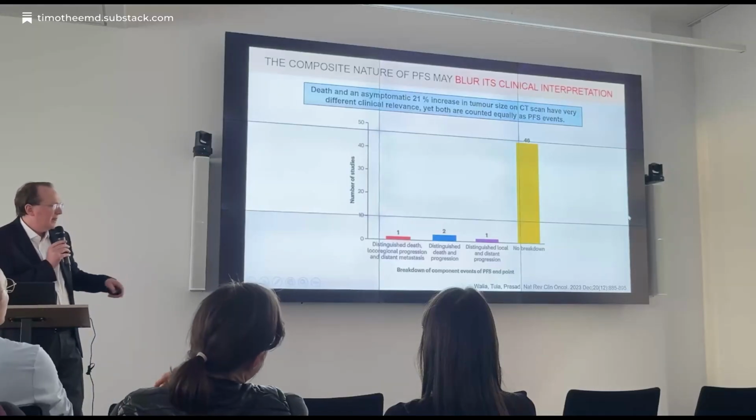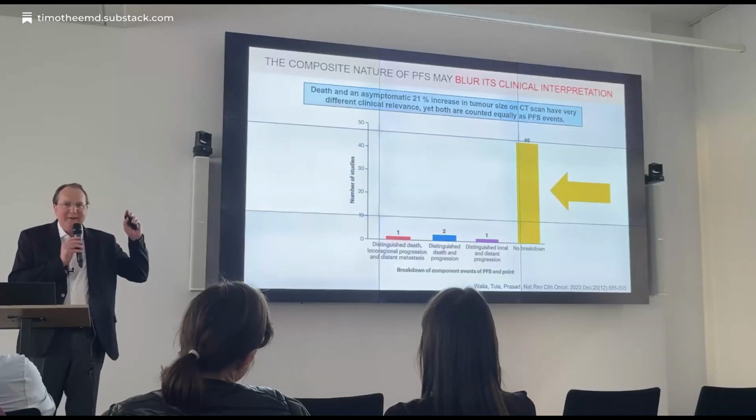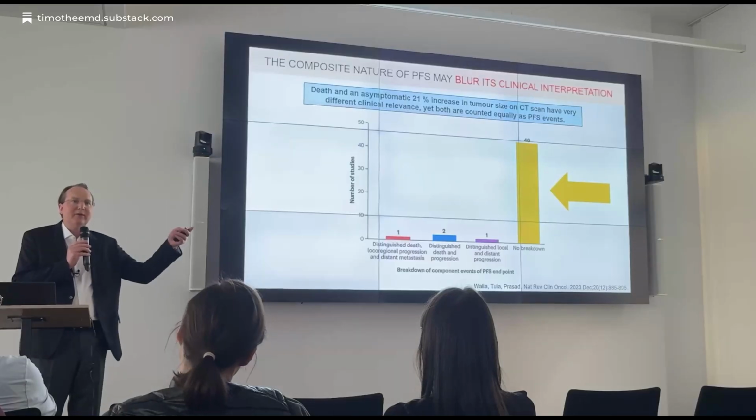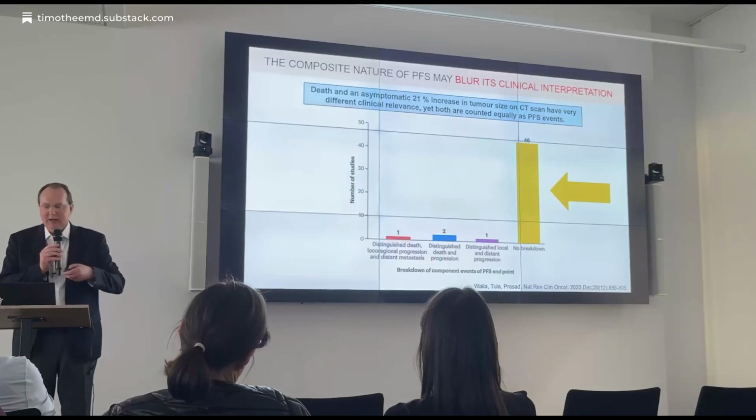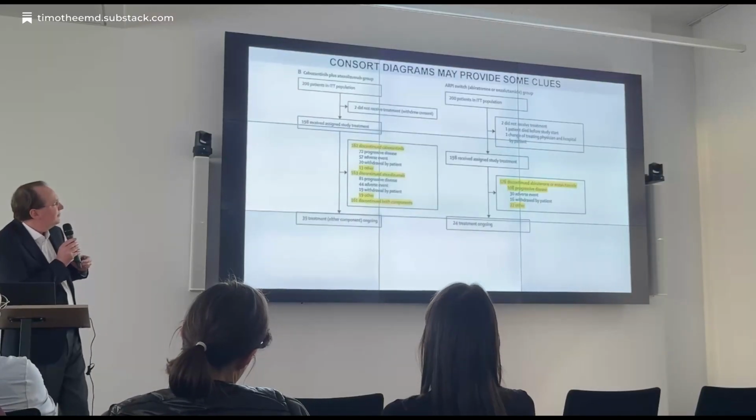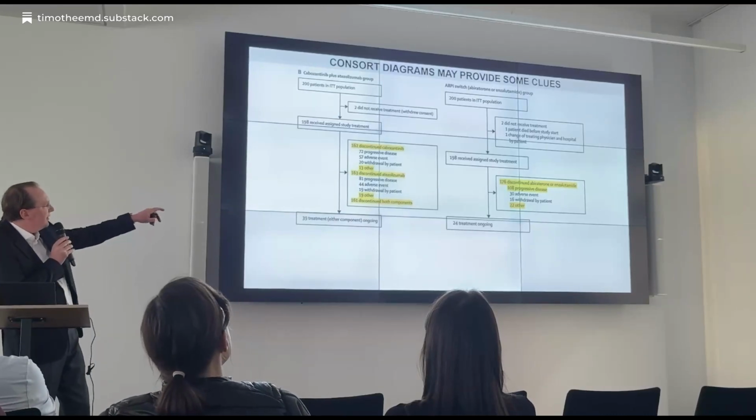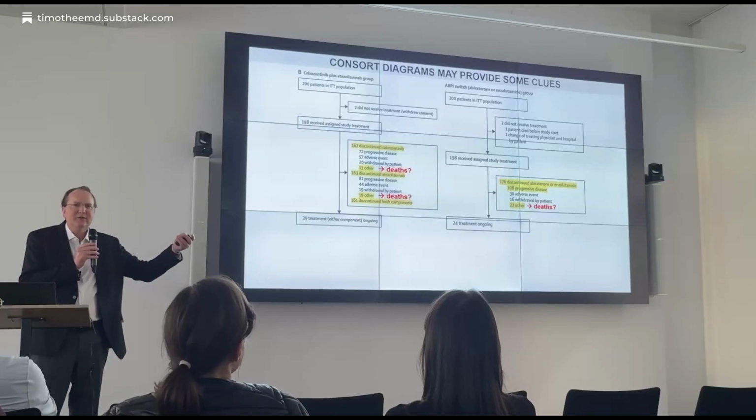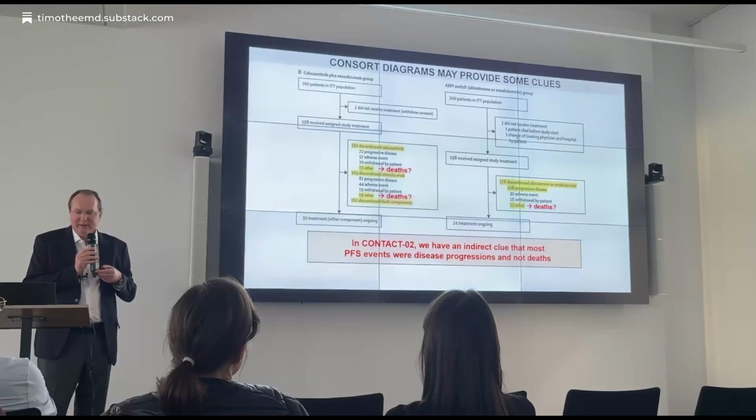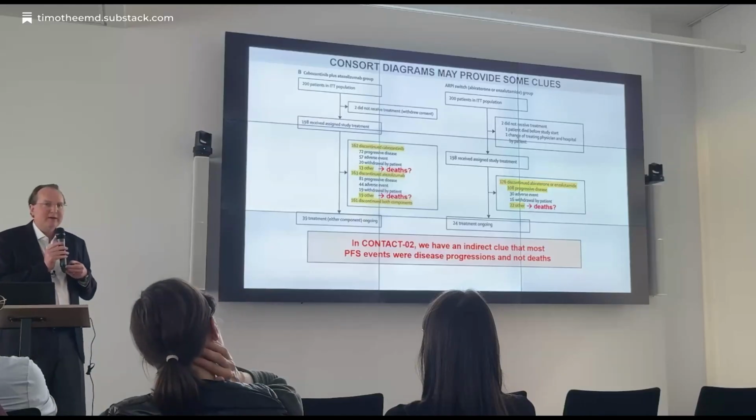And in this work from Anushka Valia and colleagues, they reported that in the vast majority of cases, we don't have the breakdown of the events. We don't know how many events were death, how many events were progression, etc. You can have some clues in CONSORT diagrams. In CONTACT-2, for instance, you can see that there are many instances of discontinuation, other. What are these other causes? There are some deaths in this category, but still, it's a minority of them. So in CONTACT-2, we have an indirect clue that most PFS events were disease progression and not death.